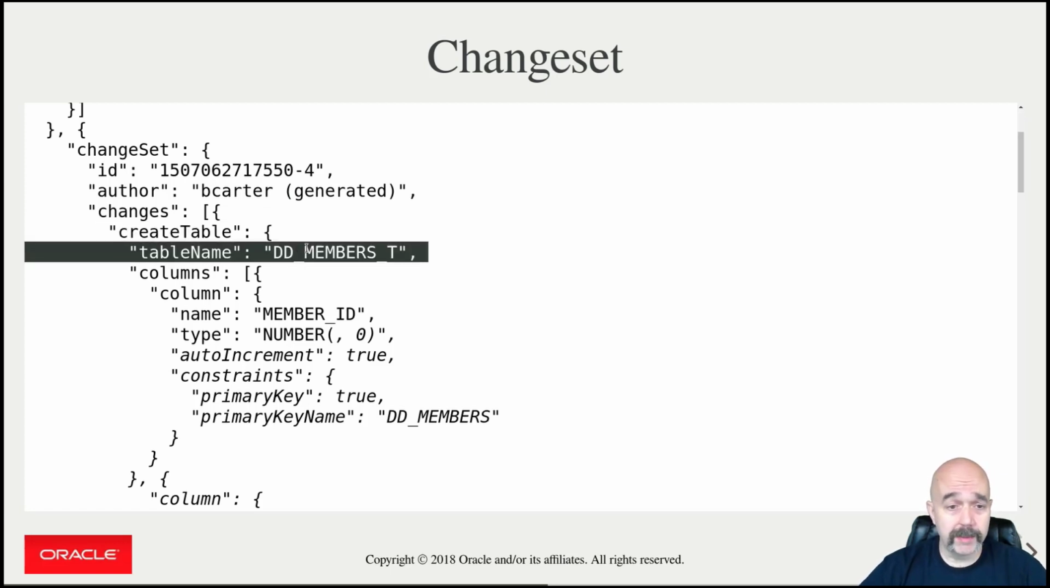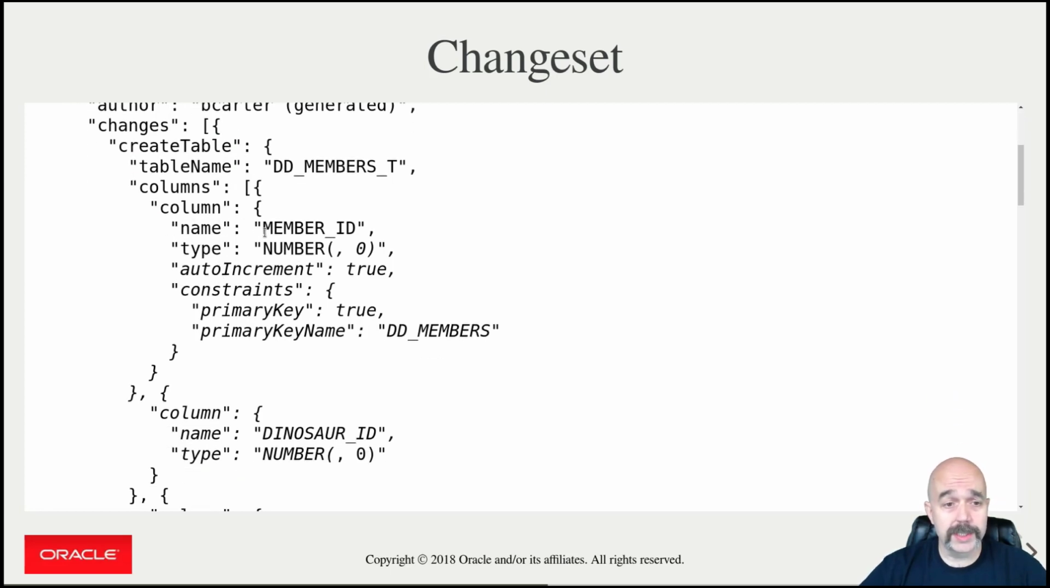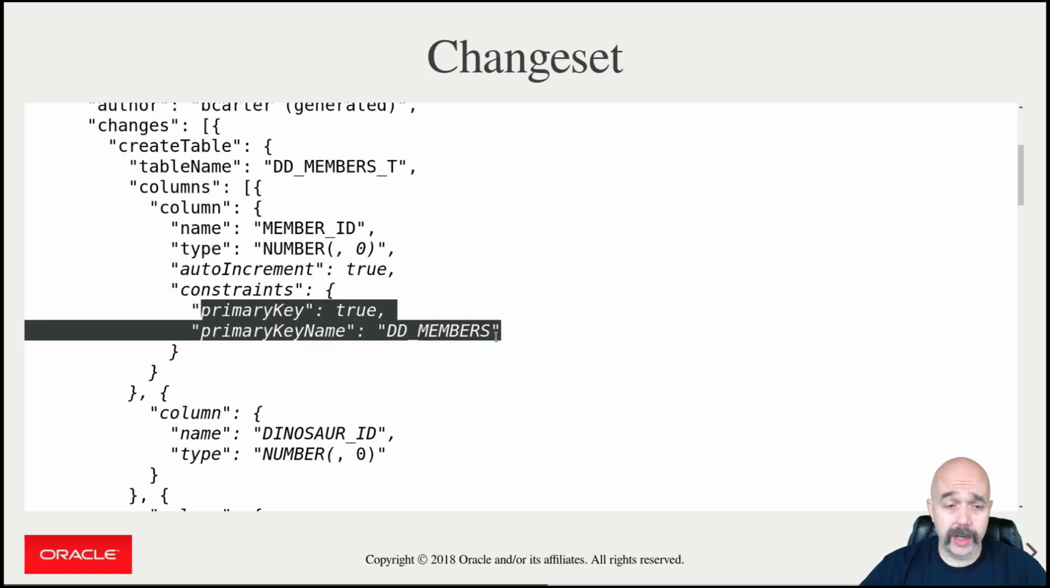So now my changes are, I'm going to create a table. It's named DD members T. It has an array of columns. First column's name is member ID. It's a number, auto increment true. So in Oracle, that's going to be an identity column. And here I'm setting up some constraints to make it the primary key.